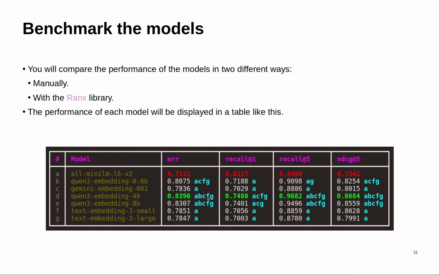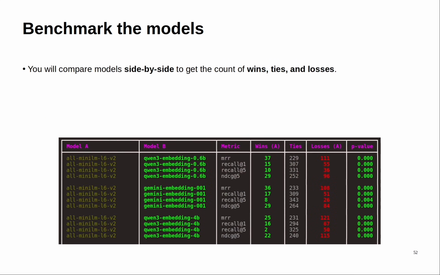So don't worry about the letters that you see inside the cells. You will understand what they mean. You can also compare the models side by side to get a lot of information, like how many times a model wins against another, or how many times they tie, and how many times a model loses. And all this information we get thanks to ranx.